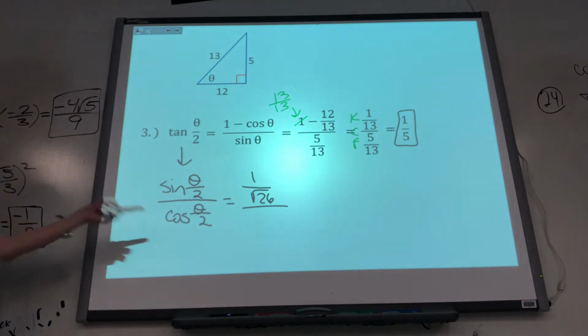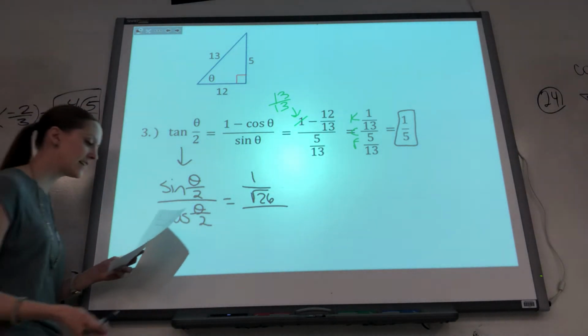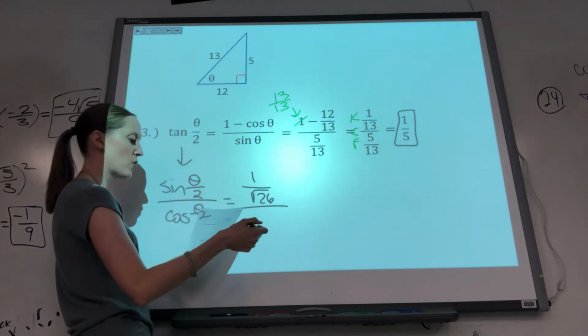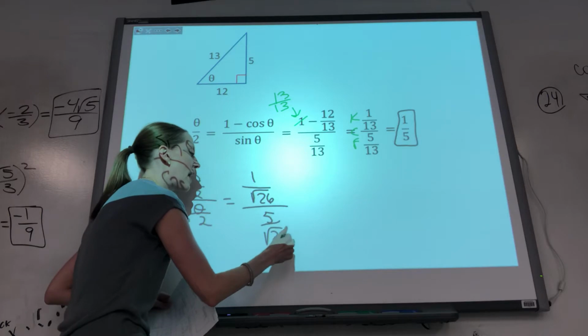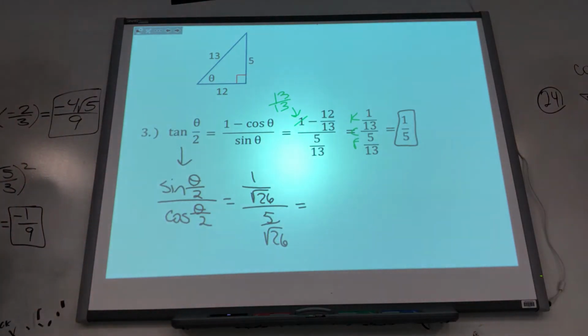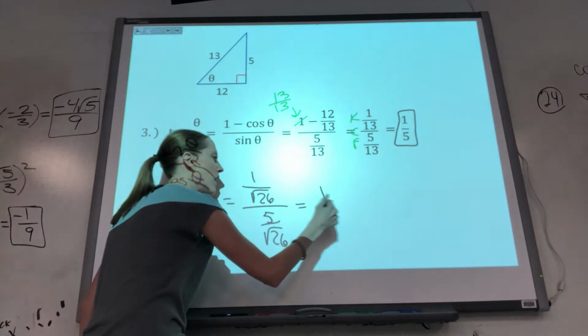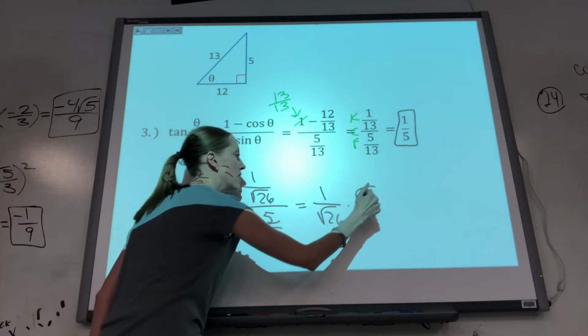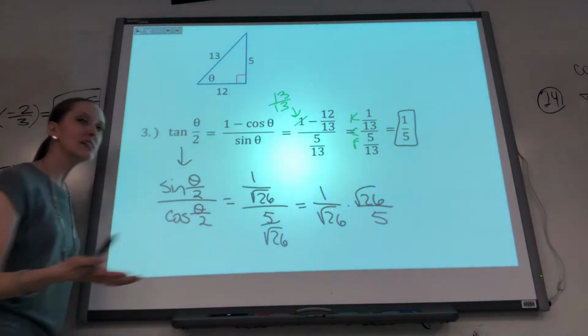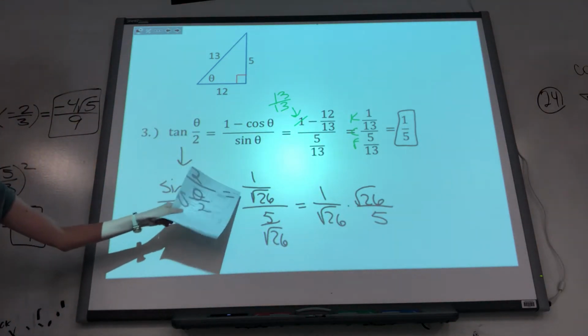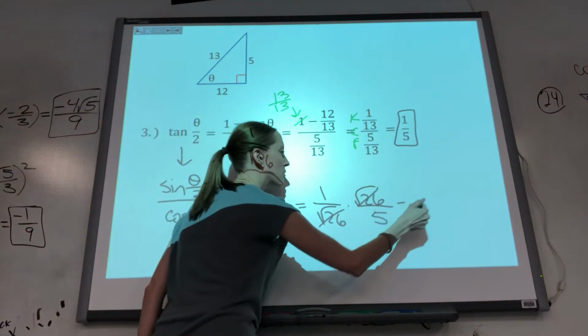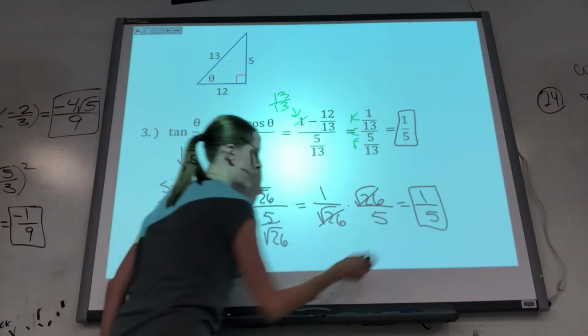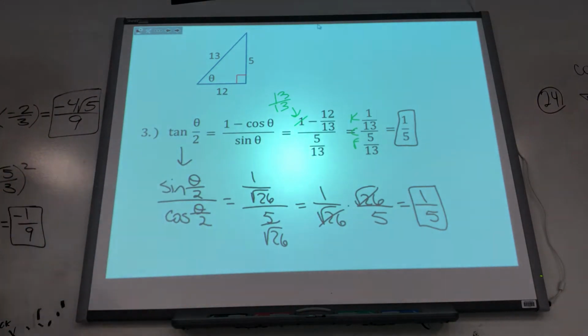Same with cosine of theta over 2. The final answer was 5 square root of 26 over 26, but I'm going to use the fraction before it was rationalized, because watch how quickly things cross out, and you would still get this answer if you didn't use these fractions, but now those square roots are gone and you just get 1/5. So same answer, just two different ways to do it. Okay, any questions about finding tangent of theta over 2?